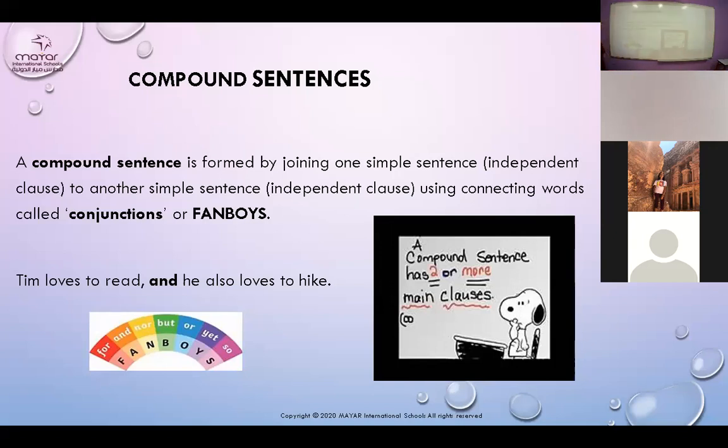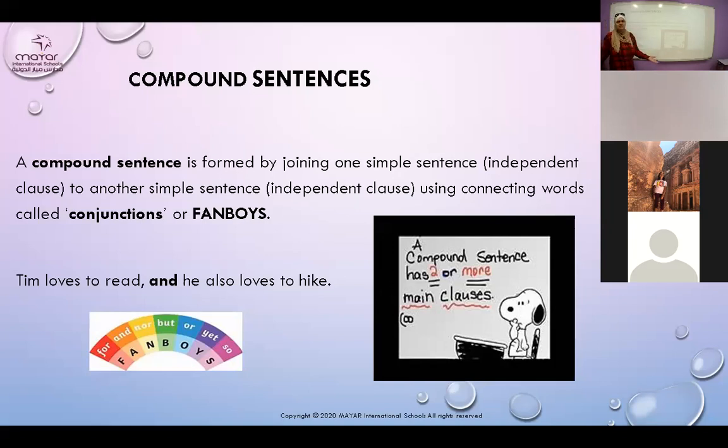Let's work with this slide. A compound sentence is formed by joining one simple sentence, another word, independent clause, to another simple sentence, independent clause, using what? Using connecting words called conjunctions or fanboys. Why do we call them fanboys? Look at this fan, because they look like a fan. Look at this word, fan, F-A-N, boys, B-O-Y-S. They look like a fan, and the first letter of each one is what? F-A-N-B-O-Y-S. They make this word fanboys.